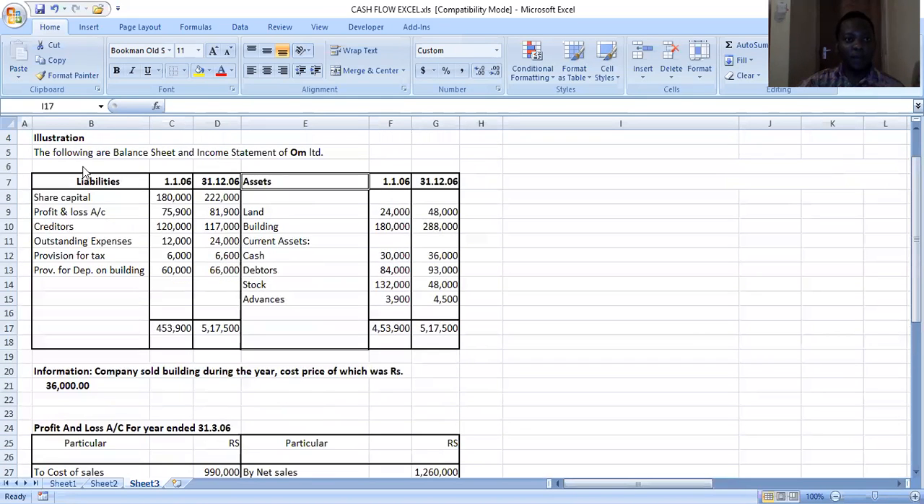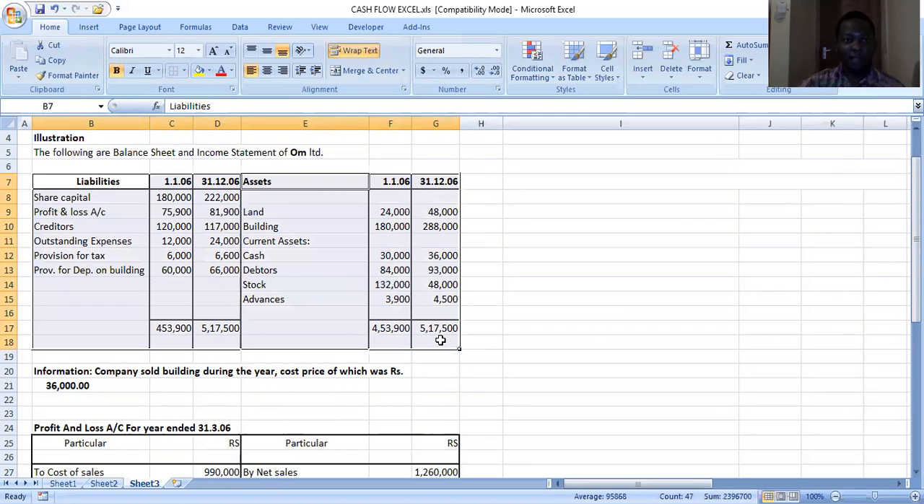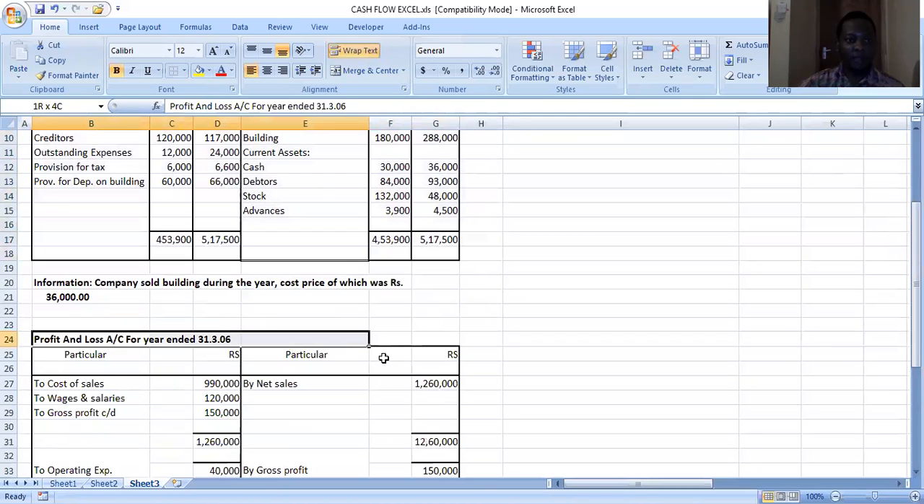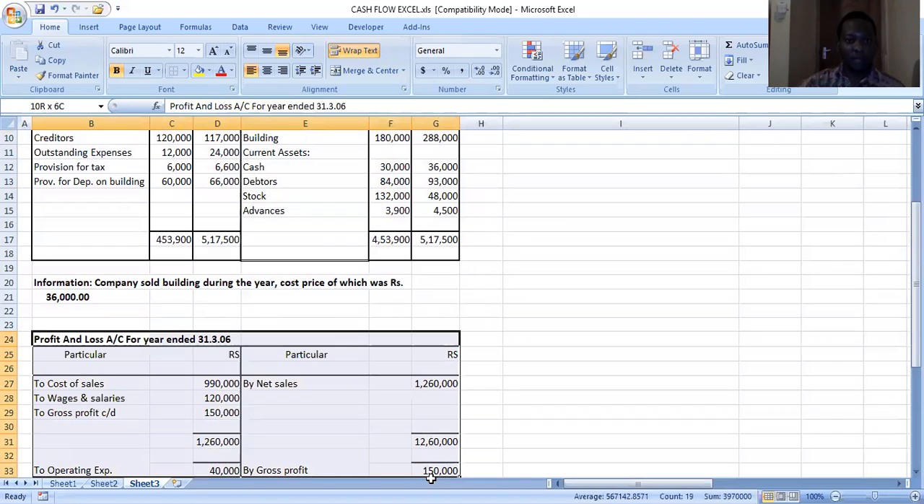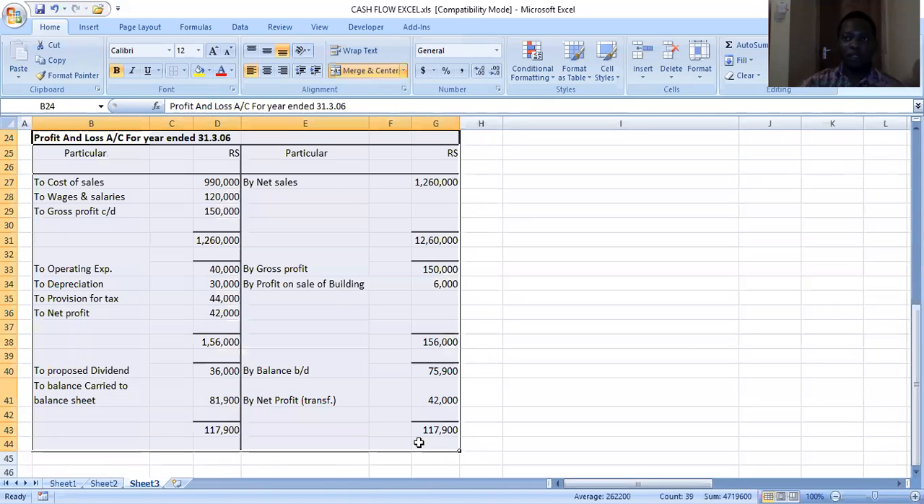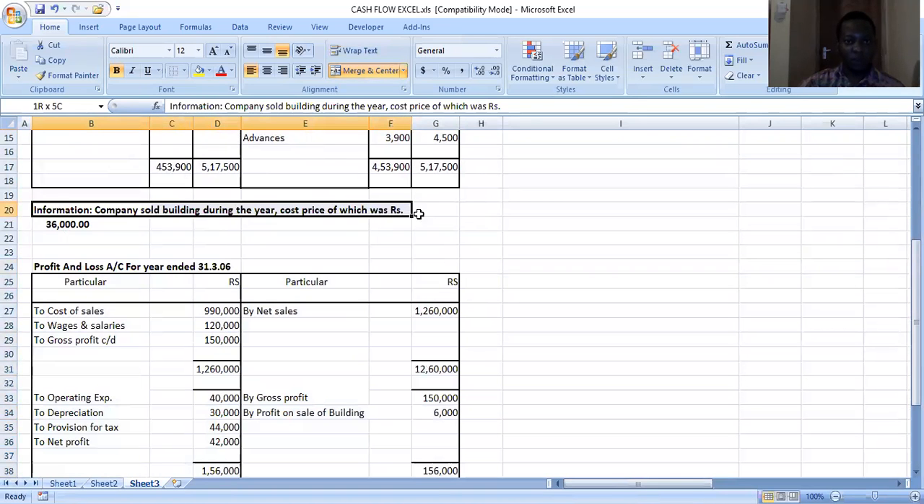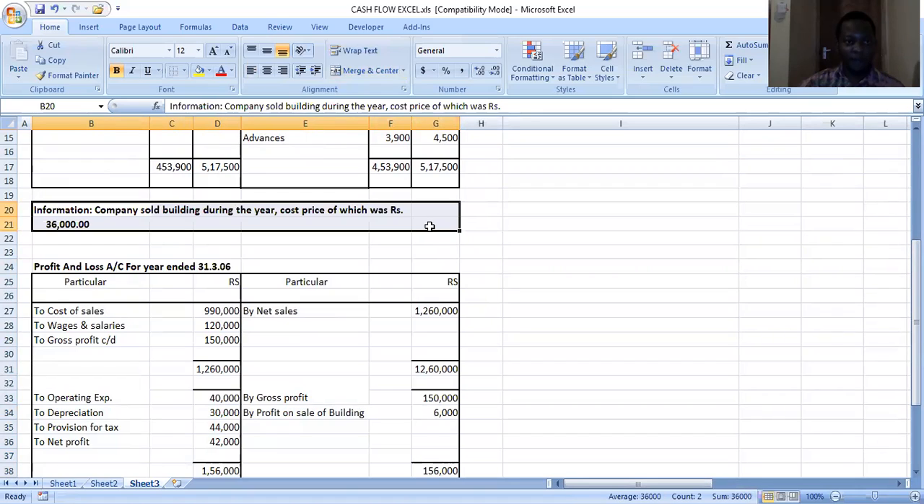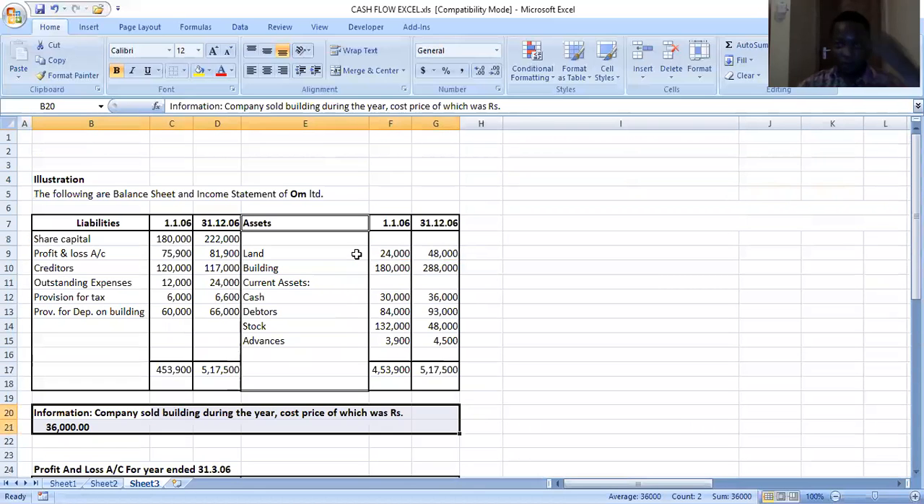So with us here, we have the following information for Home Limited. We have a balance sheet as highlighted there, and we have an income statement or the profit and loss account, which shows the net profit and the revenues and expenses of the business. We also have additional information, as I'm highlighting there, that the company sold a building during the year, whose cost price was 36,000 rupees. So with that information, we can prepare a statement of cash flows.